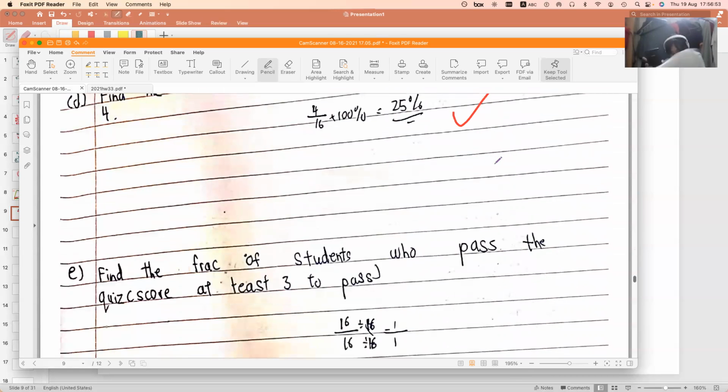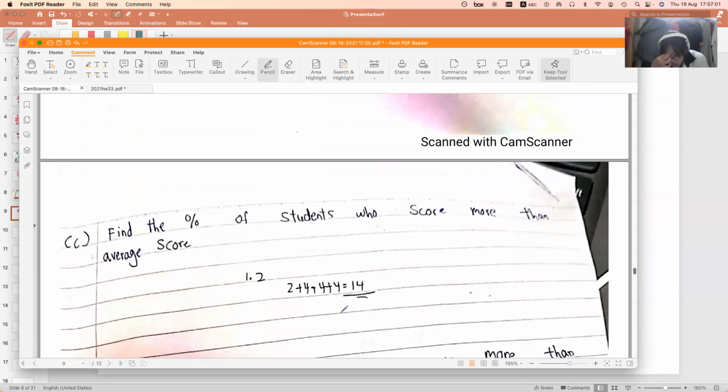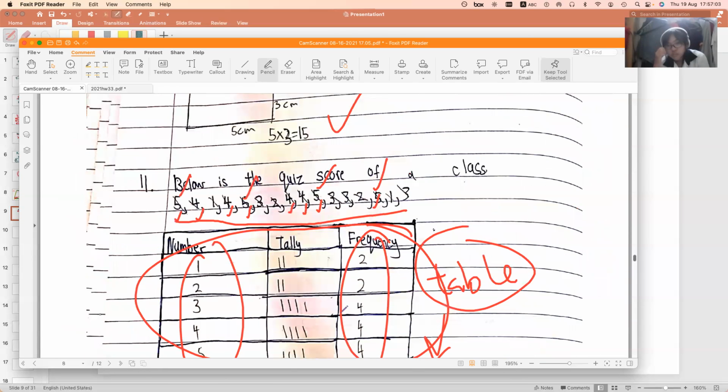Fraction also, to pass the score, at least 3 to pass. 16 of them, at least 3 marks to pass. How many get more than 3? 1, 2. This one less than 3. This one also less than 3. This one also less than 3.